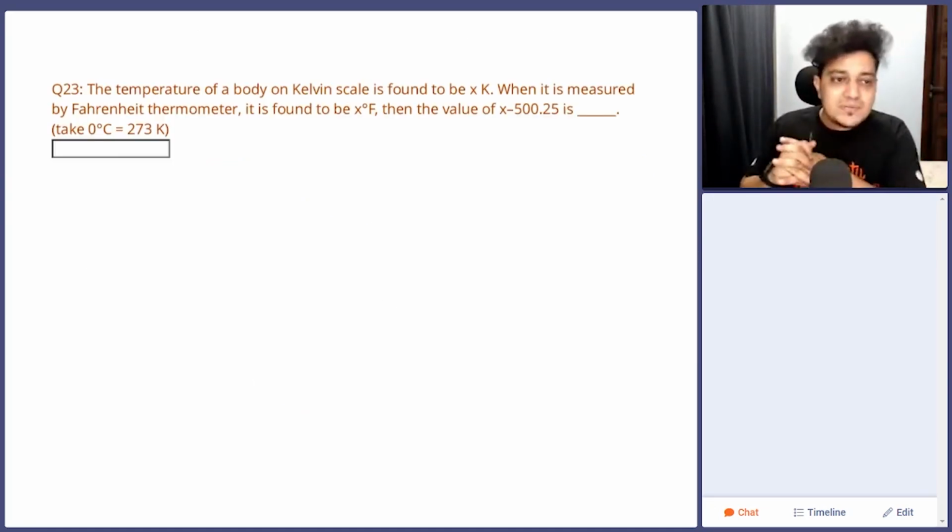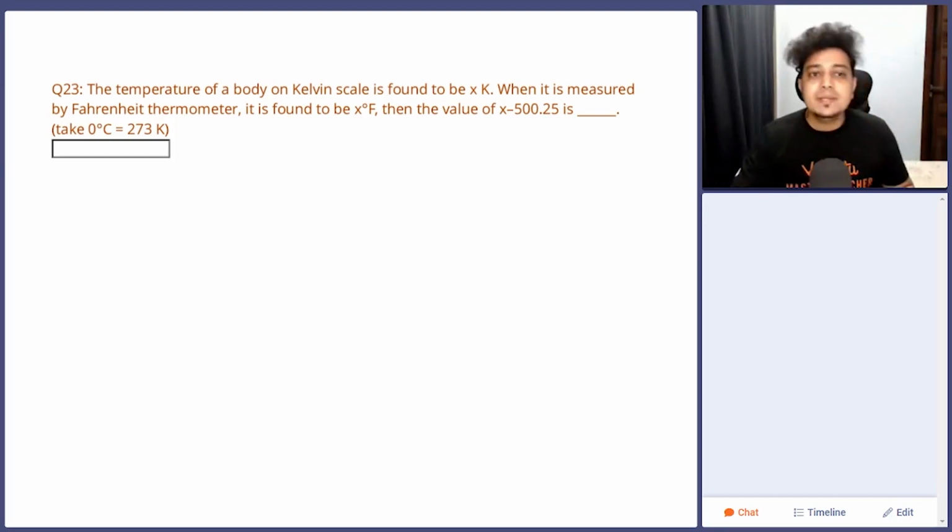Question is, temperature of a body on Kelvin scale is found out to be X Kelvin. When it is measured by Fahrenheit thermometer, it is found out to be X degree Fahrenheit. Value of X minus 500 is dash. 0 degree Celsius is 273 Kelvin. Okay, so reading in Kelvin. So temperature of a body on Kelvin scale is found out to be X. Fine.